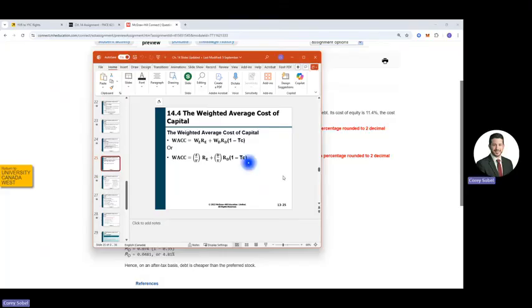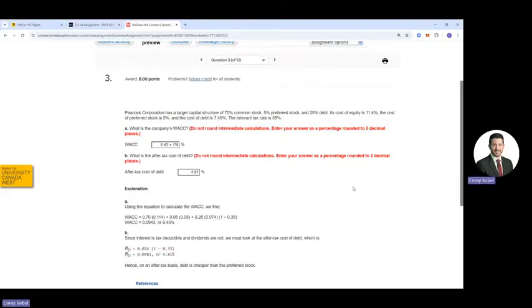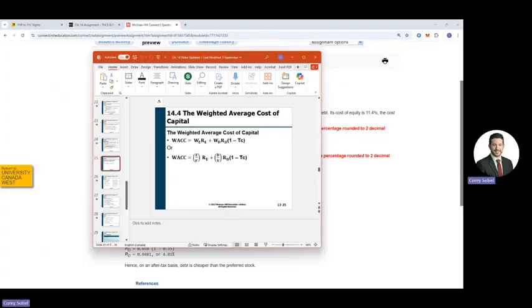I need to know the weighting of my equity times the cost of my equity. Well, what did they tell me in here? The company has a target capital structure of 70% common stock, 5% preferred stock, and 25% debt. The cost of equity, they've already told me is 11.4%, so I don't have to calculate the cost of equity, right? That's this piece right here, 11.4%. That's that RE. I just need to multiply that by whatever the weighting of the equity is.